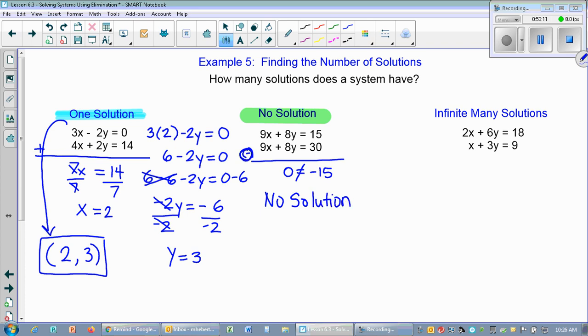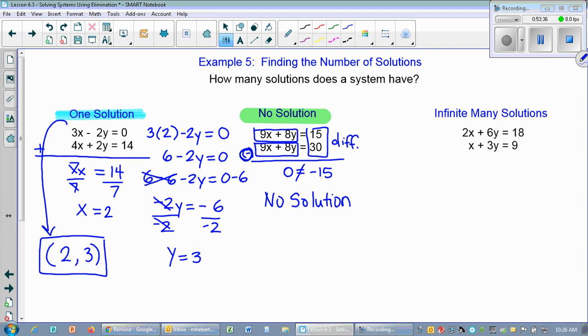So when your variables are completely identical, when the first equation has the same variables, 9x plus 8y, and the second equation has the exact same variables, 9x plus 8y, they're going to zero each other out. And as long as these two numbers on the back end are different, you will have a no solution.